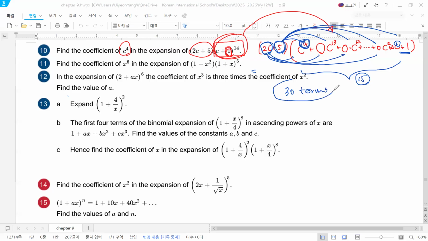It is almost impossible for you to write down all 30 terms, simplify, and choose only c to the power of 4. That is a waste of time. So you need to know how to choose the specific term to find the coefficient of c to the power of 4.